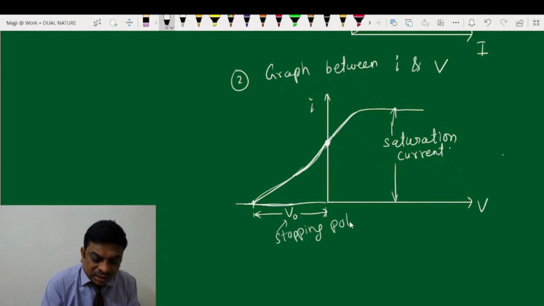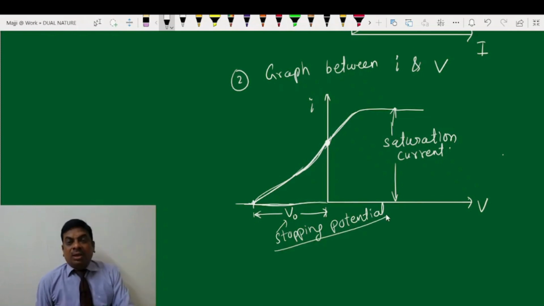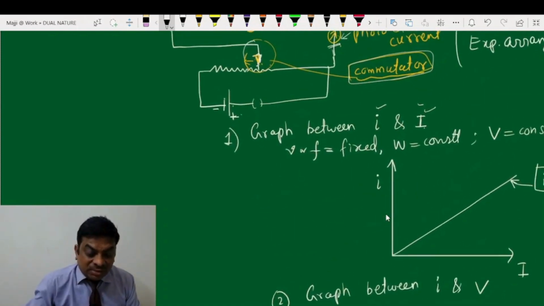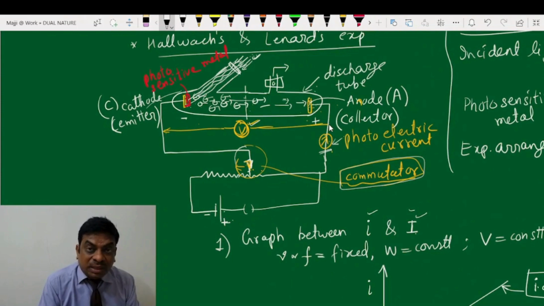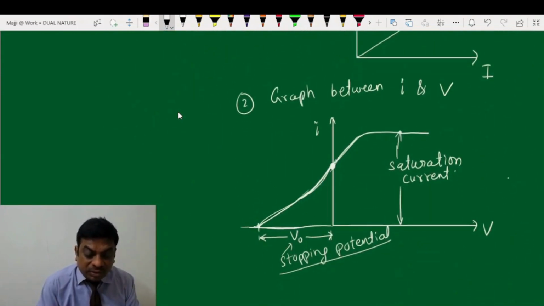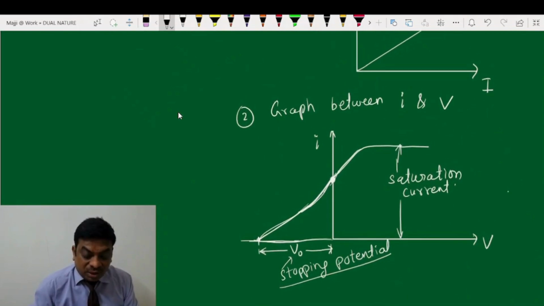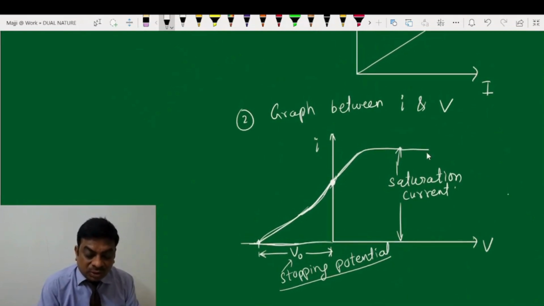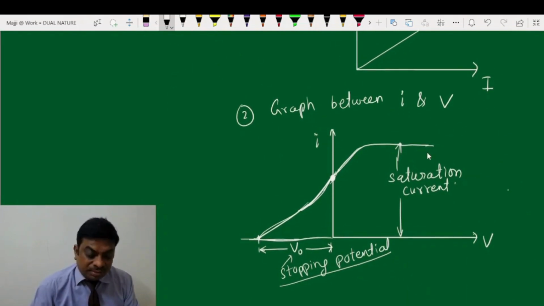We have already discussed this in the earlier video. It is the minimum potential required to be applied in the reverse sense. Reverse sense means the collector should be maintained at negative potential related to the emitter. Then that minimum potential which makes the photoelectric current zero is known as the stopping potential. Okay, students, this is the graph, and that is clear, I hope.